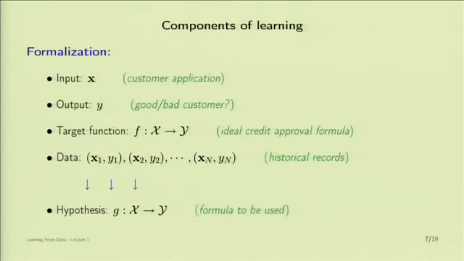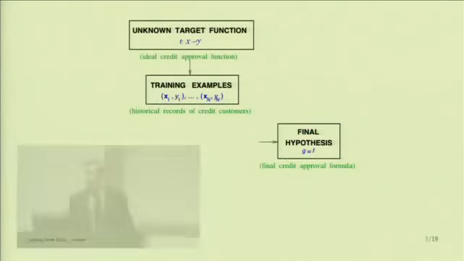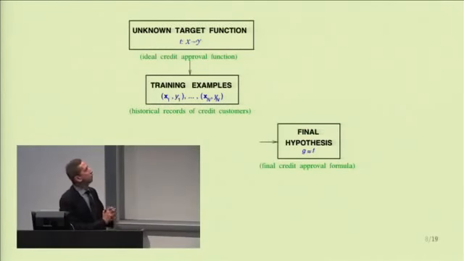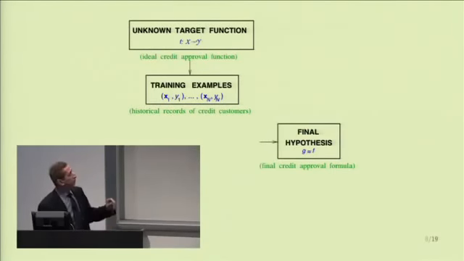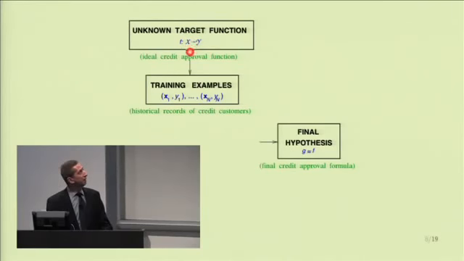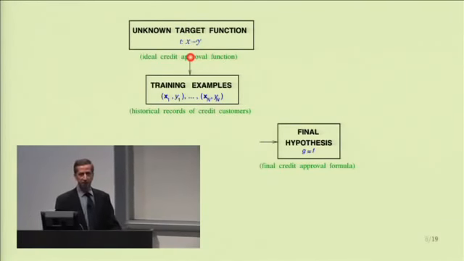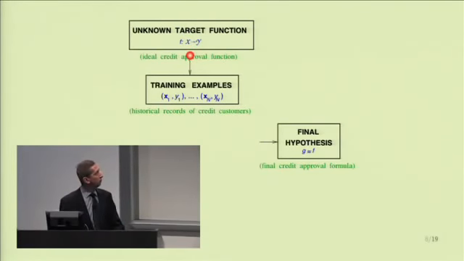Okay, so this is the formula to be used. Now let's put it in a diagram in order to analyze it a little bit more, okay? If you look at the diagram here, here is the target function, and it is unknown. That is the ideal approval, which we'll never know, but that's what we are hoping to approximate. And we don't see it. We see it only through the eyes of the training examples.